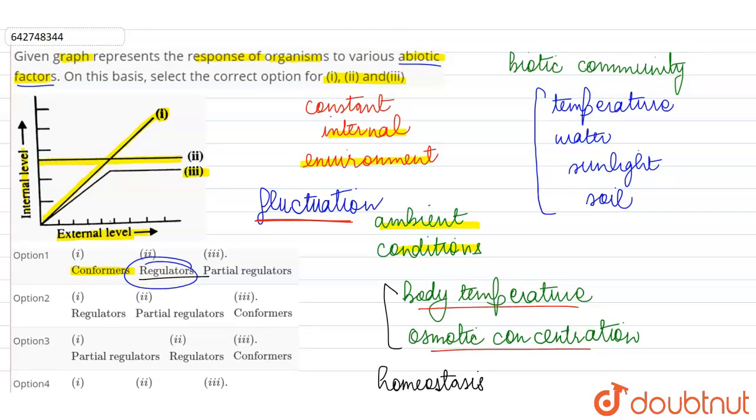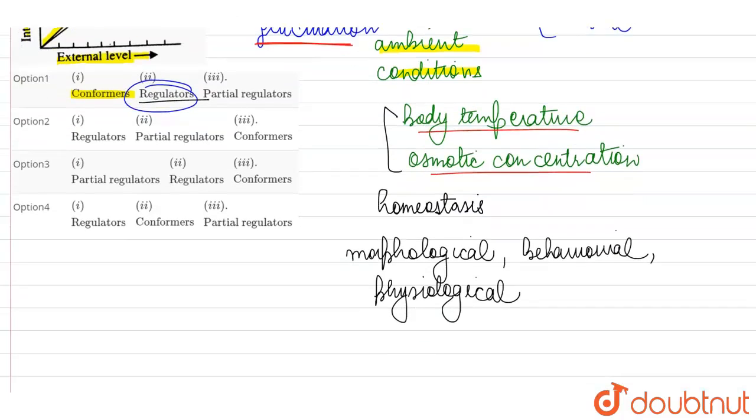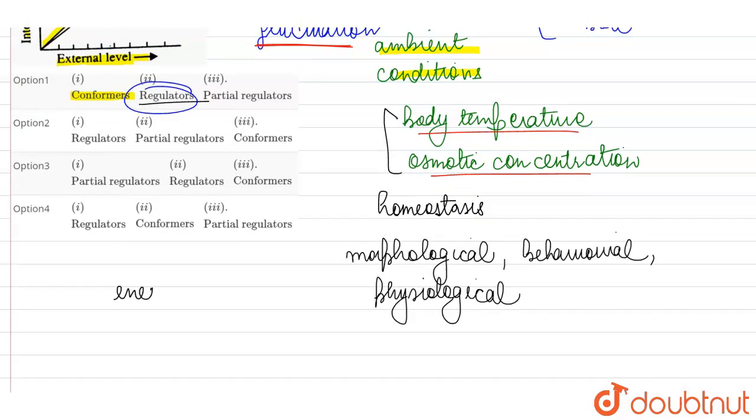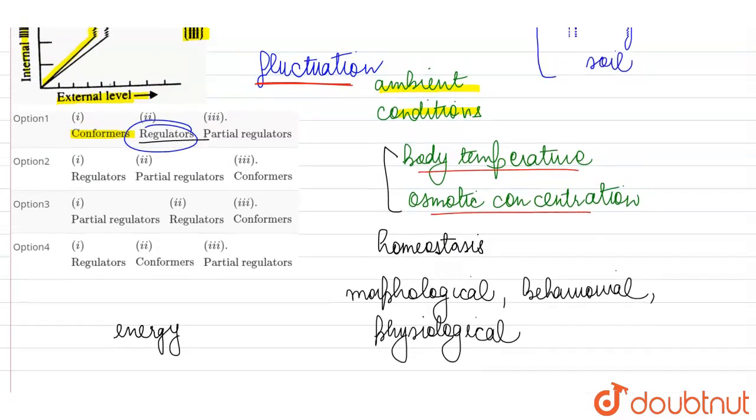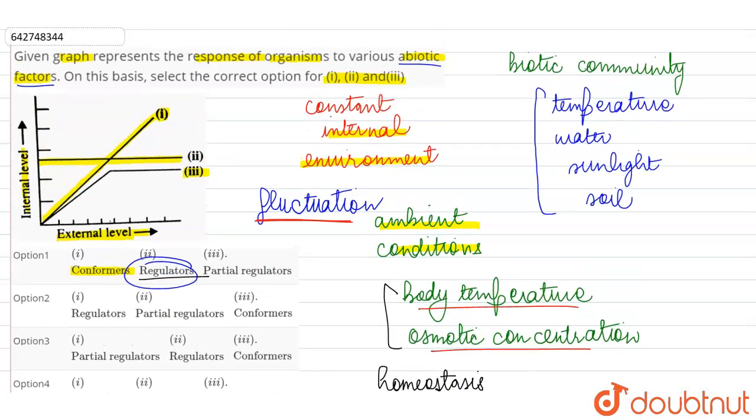But if the fluctuation is very large, or the temperature or any other condition in the environment changes very drastically, then these organisms are not able to regulate their internal environment, because obviously always maintaining constant internal environment needs a lot of energy. Energetically, it's a very expensive process, and that is why some of the organisms are also partial regulators, which are going to try to regulate their internal environment up to some point, but if the changes in ambient conditions are very drastic, then they will simply conform.